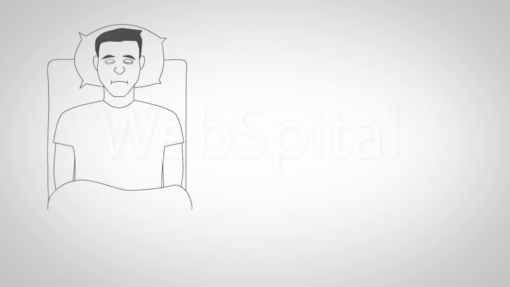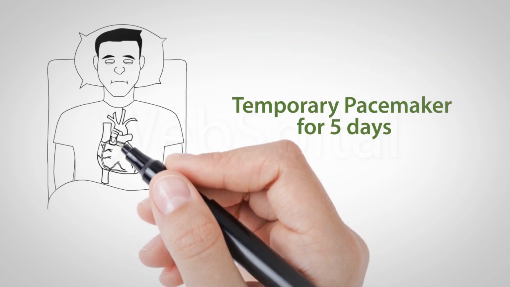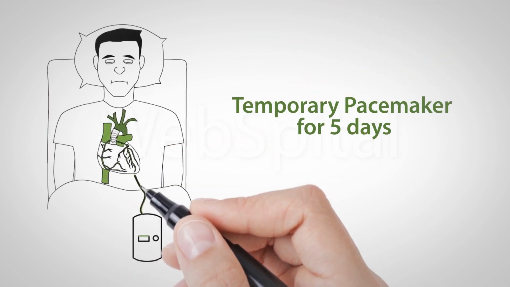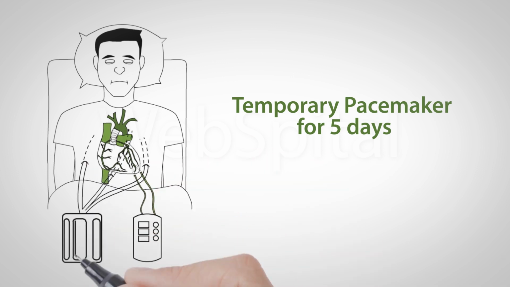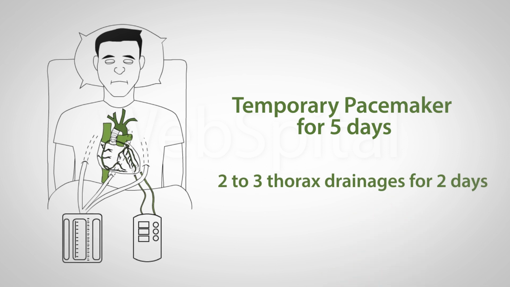After reconstruction is complete, the temporary pace wires are sewn to the heart and 2 to 3 thorax drainages are placed in the chest. The chest drainage tubes are removed on the 2nd and the pacemaker cable on the 5th day after surgery.